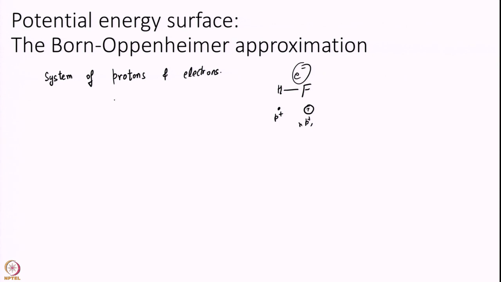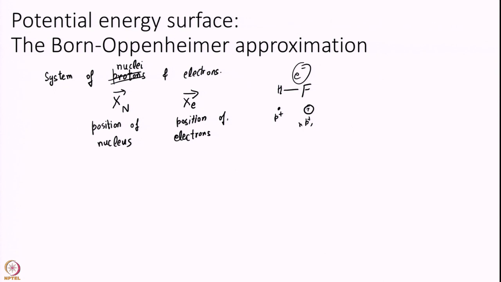Well, let me denote the position of all protons, or instead of protons, let me just call them nuclei to be more accurate, because you also have neutrons, as x_n and x_e. Okay, so x_n is the position of the nuclei, and x_e is the position of the electrons. I have multiple electrons and nuclei, so these are vectors.